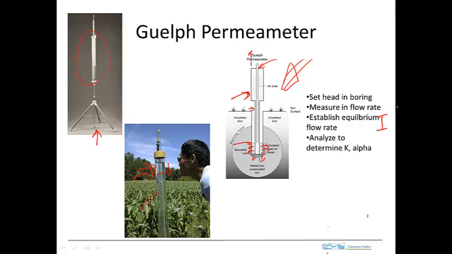So you determine what that equilibrium flow rate is, and then if you know what the hydraulic head is, and you know what the flow rate is, and you know what the geometry is, then you can analyze all of that and determine the hydraulic conductivity. And you can also estimate alpha, the decay in the relative permeability curve in some cases.